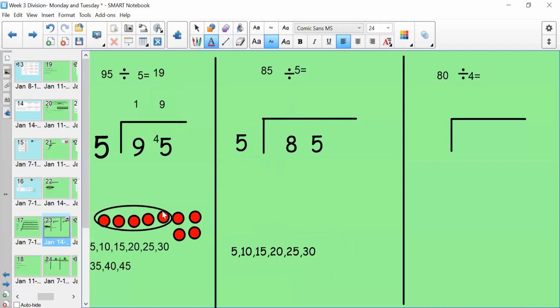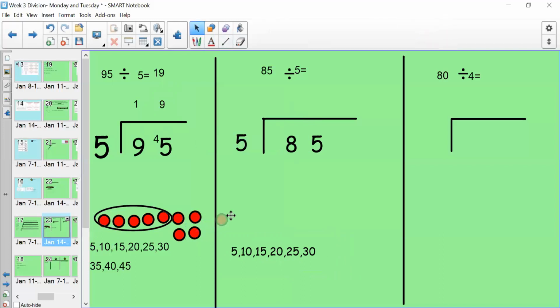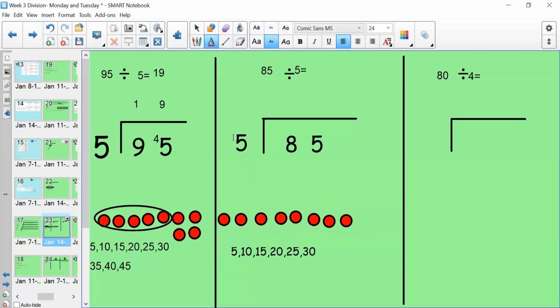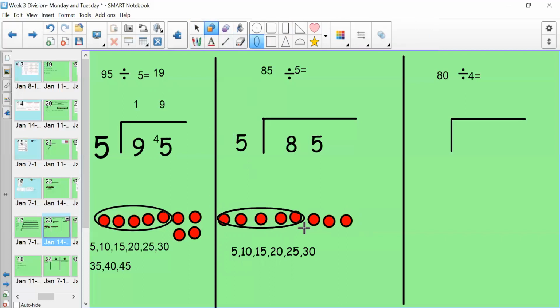So again, I can draw my 8 circles this time, so not 9. So let's see if I can copy a circle. Okay, so 1, 2, 3, 4, 5, 6, 7, 8. Okay, and then I can circle 5 of those because we're dividing by 5. Okay, so we can see that 5 goes into 8 once because we've circled it once.